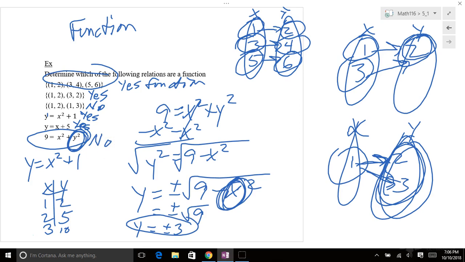So when it's in equation format, if you ever see a y to an even power, that thing's not going to be a function.